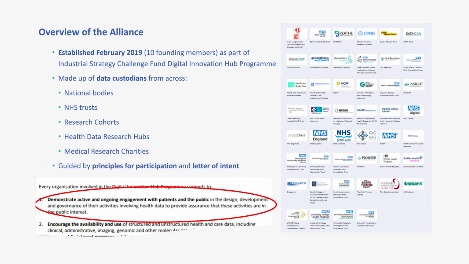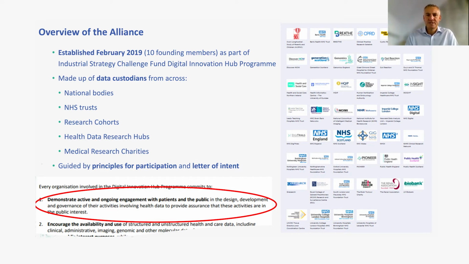It was established in February 2019 as part of the Digital Innovation Hub programme, which Ben touched on the hub side of. It's really bringing together the hubs, the alliance, and then the gateway. The data custodians that we talk about are organisations like NHS Digital from an England perspective in terms of a national body. Also NHS trusts, and it tends to be the larger teaching hospital trusts. So that might be University College London Hospitals or University Hospitals Birmingham, for example.